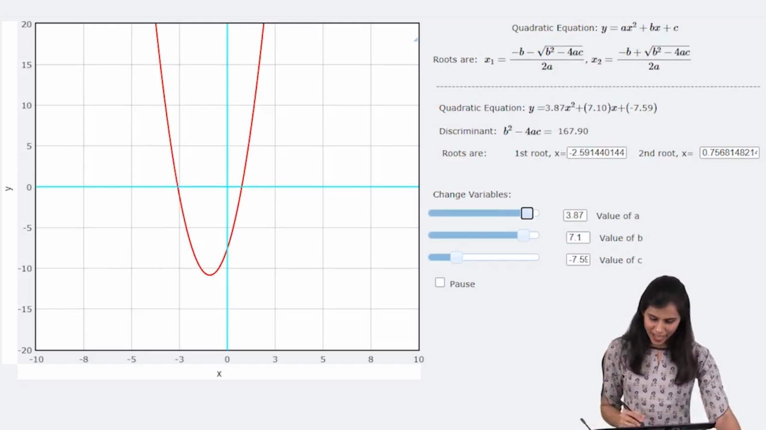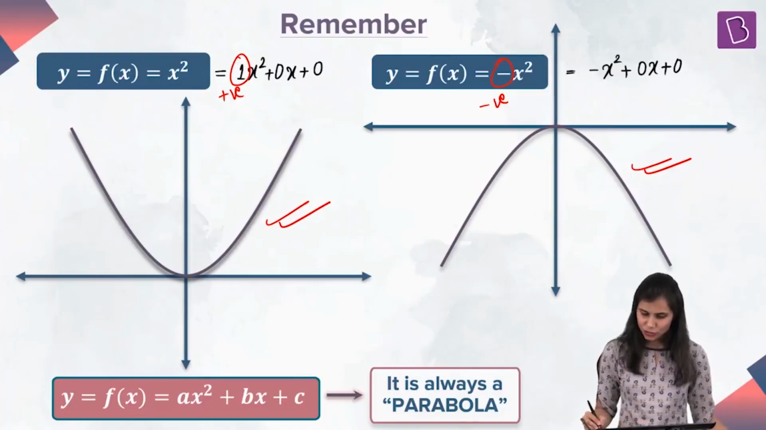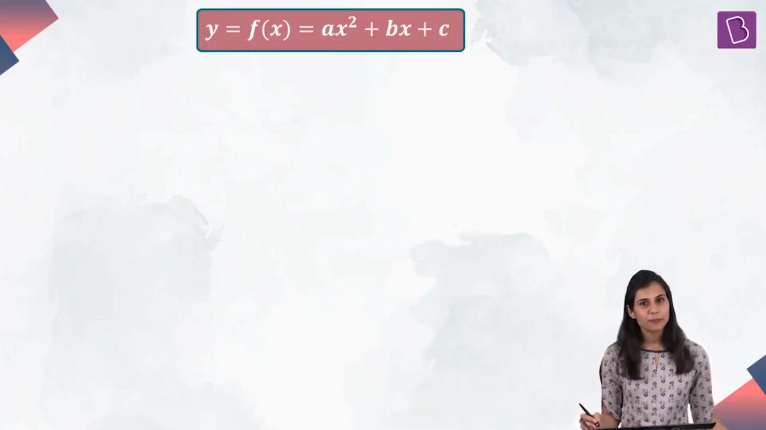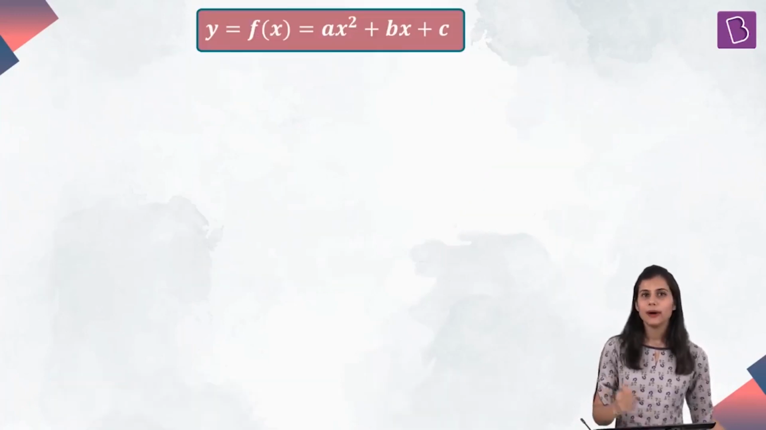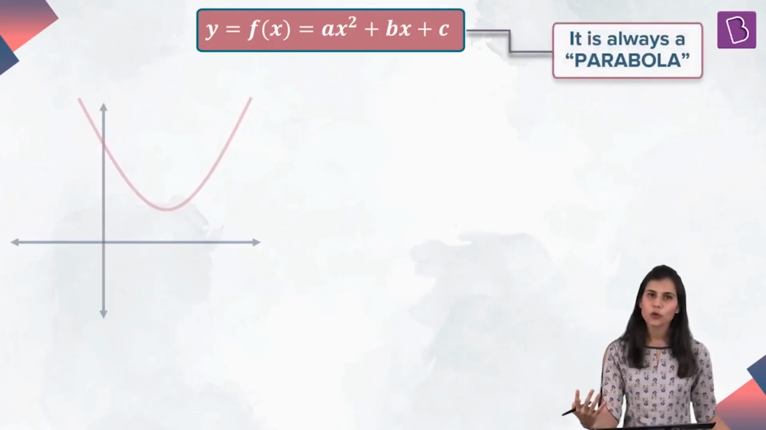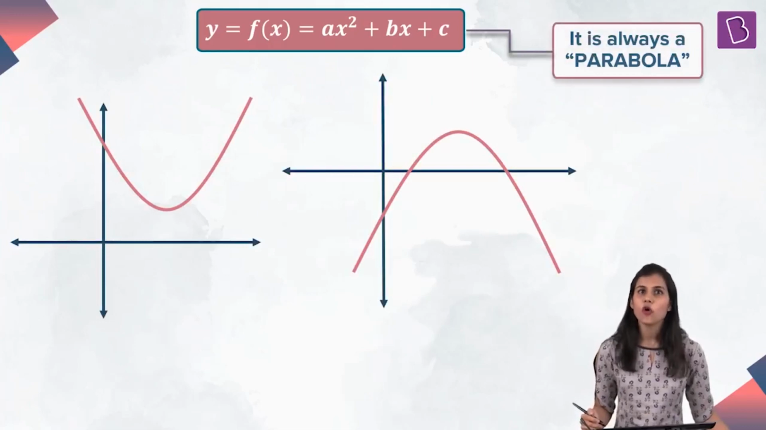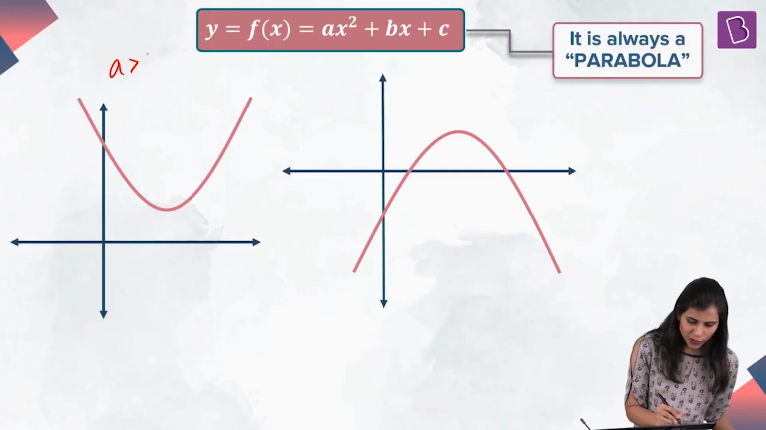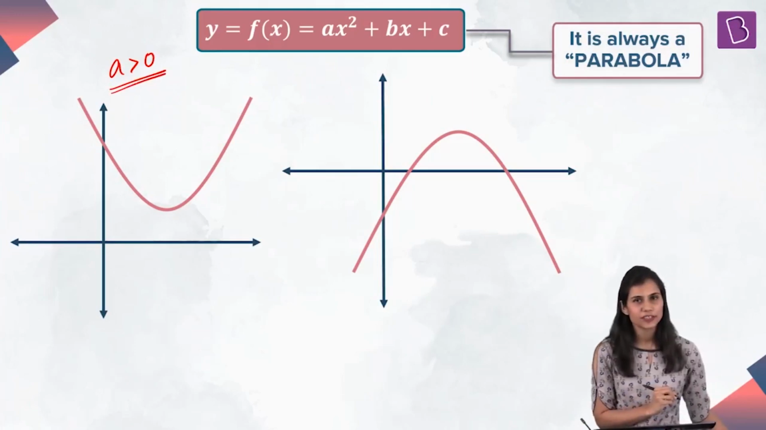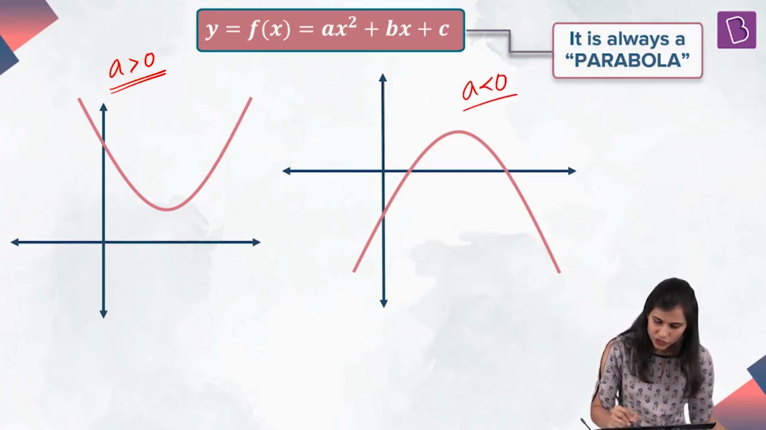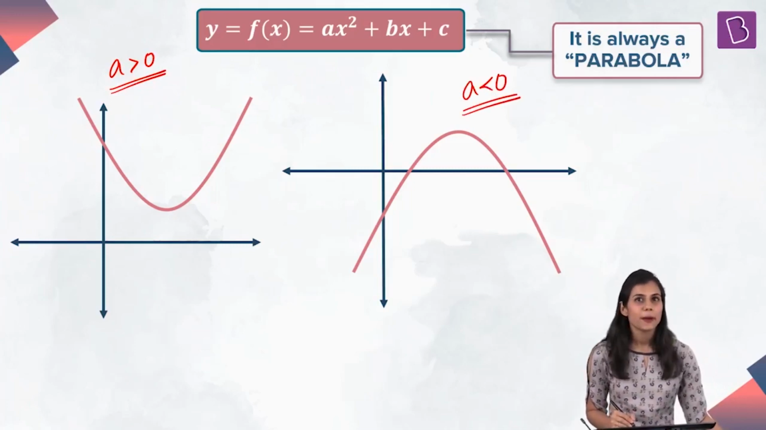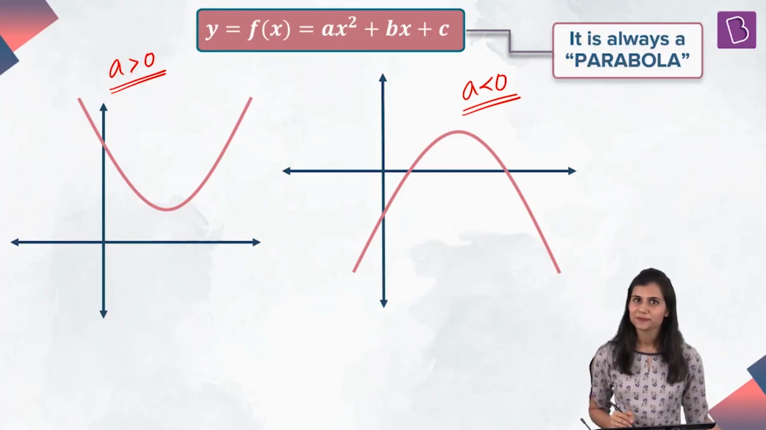Isn't it? That means it is indeed true that the graph of any quadratic polynomial is nothing but a parabola, either upward opening or downward opening, depending upon the sign of the leading coefficient. If the sign of the leading coefficient is positive, then the parabola will be upward opening. If the leading coefficient is negative, then the parabola will be downward opening.